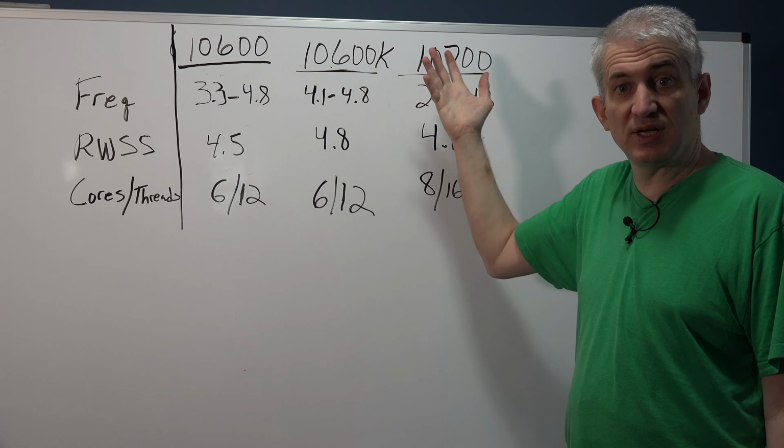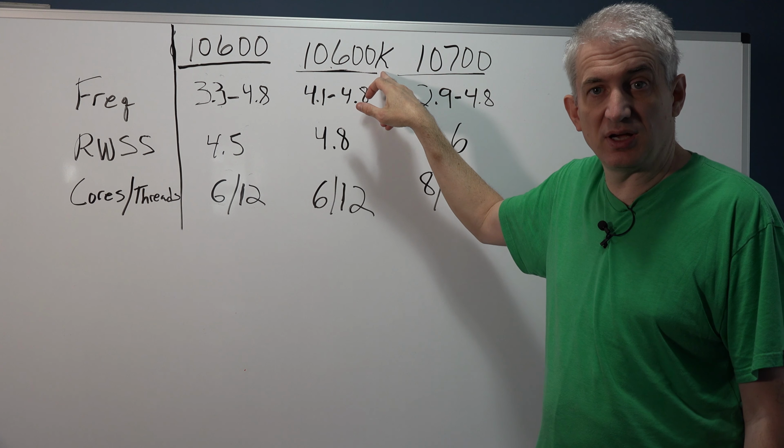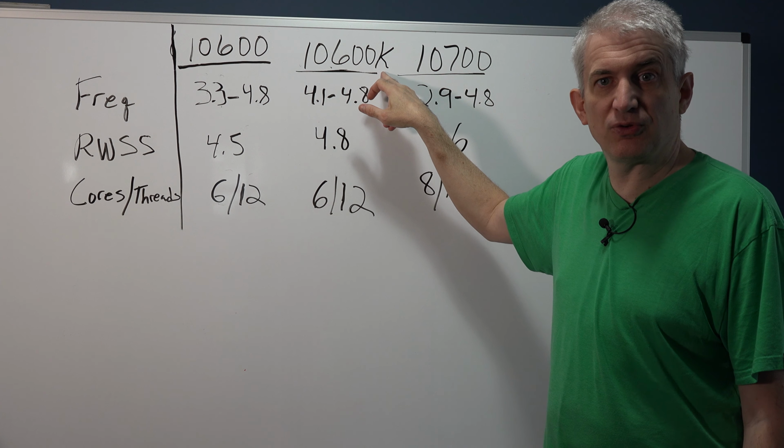So this is an i5-10600. This is also an i5, but it has the K at the end, meaning it's an unlocked processor, meaning it can be overclocked. And then you have the 10700, which is an i7. So those are the chips.